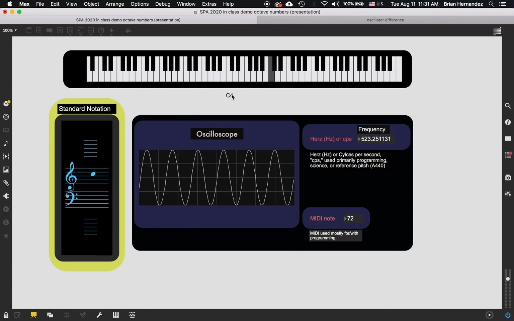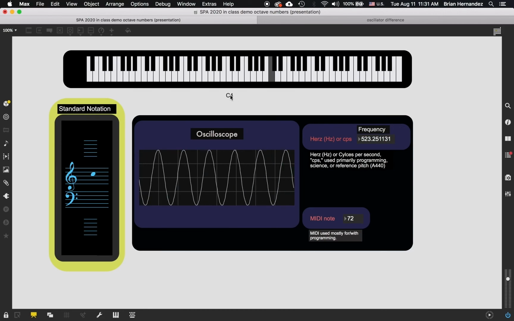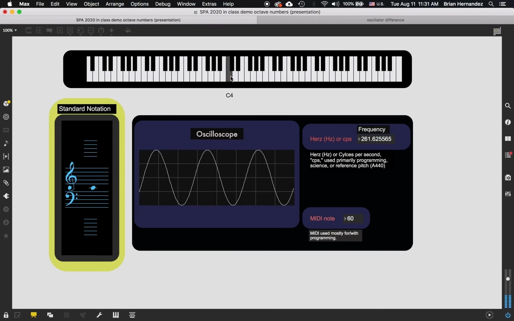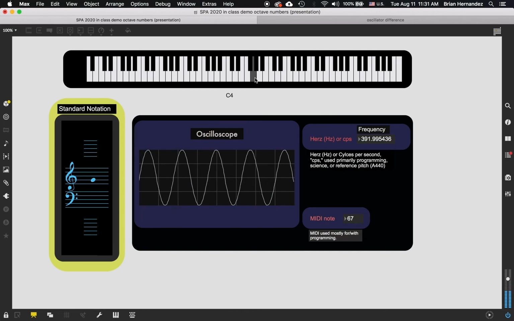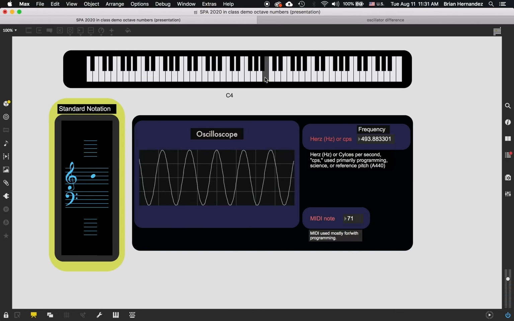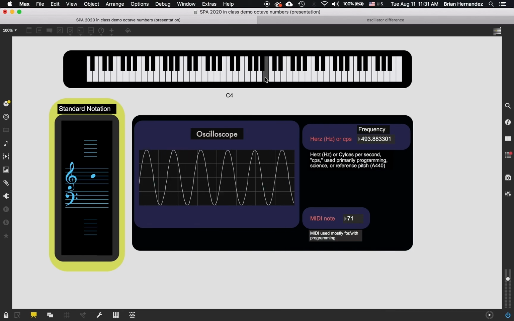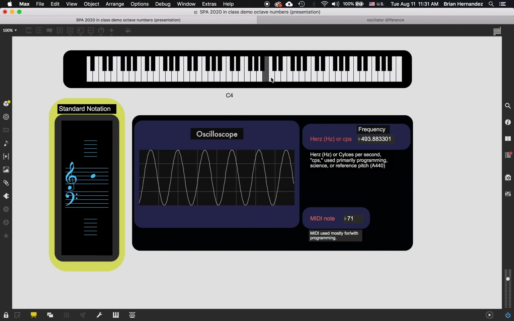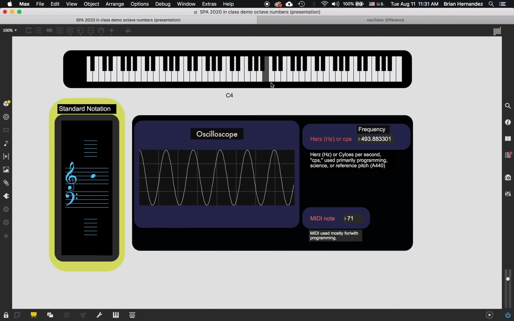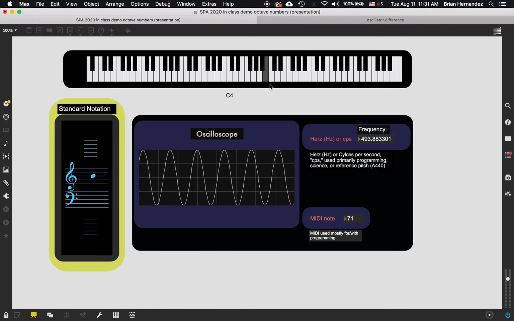The way the pattern works on octaves is that there is a grouping. So we'll go back to middle C. C4, D4, E4, F4, G4, A4, B4. What do you think comes next? If you answered C5, you would be correct.